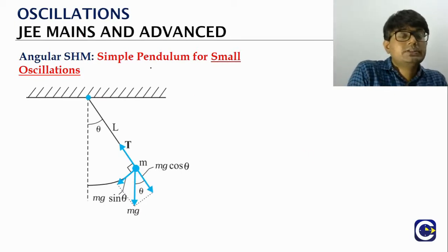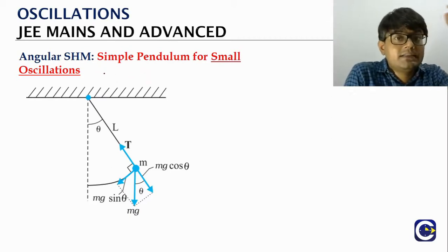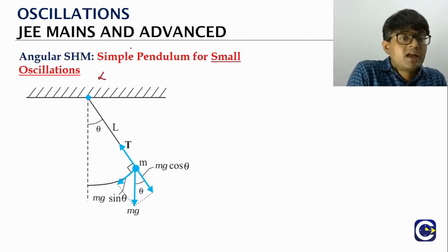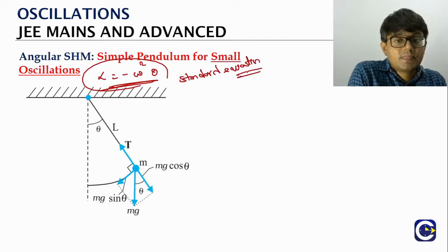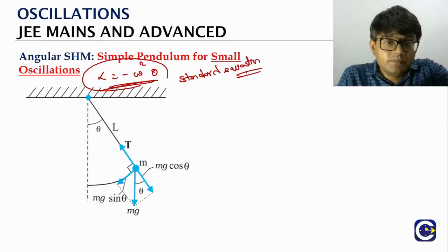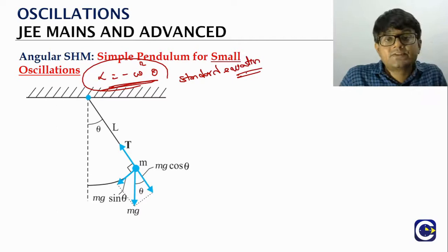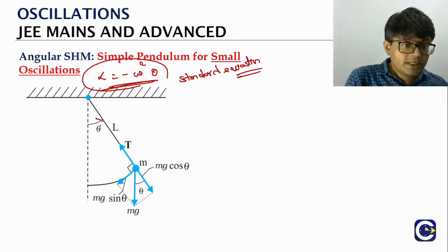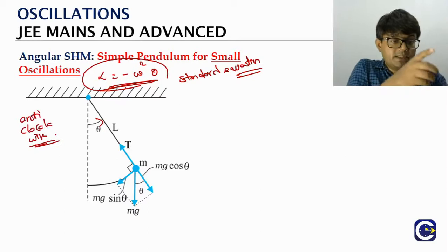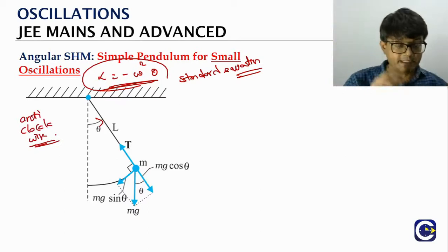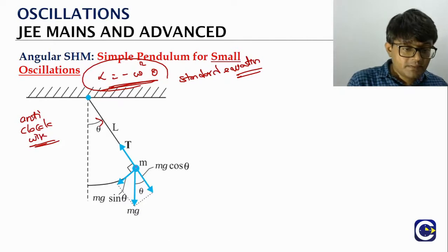We have to check this with the angular SHM standard equation we have. What is it? Alpha should be equal to minus omega square into theta. This is the standard equation. We have to check whether the oscillating bob actually satisfies this relation or not. So assume that we are giving an anti-clockwise angular displacement theta. The bob has come here.